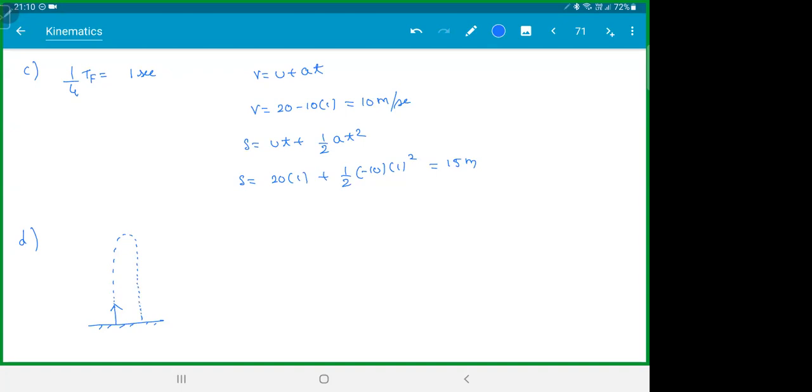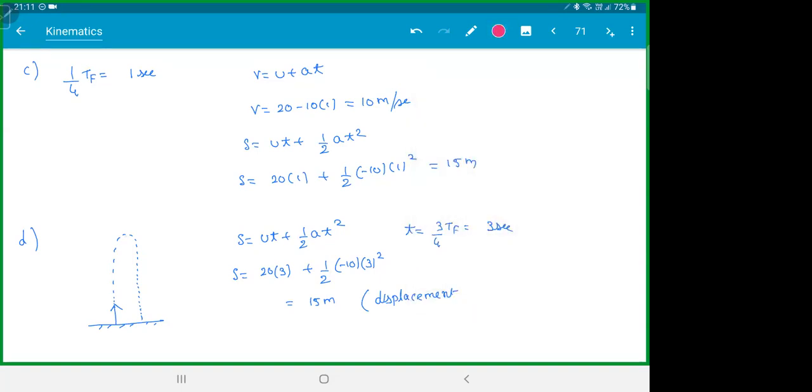Now, what is happening here? The problem is, if you try to use the formula directly, s is equal to ut plus half at square, the time is 3/4 of the time of flight. This will be 3 seconds. So I get 20 into 3 plus half into minus 10 into 3 square. This turns out to be 15 meters. Now understand, this is displacement. This is not distance traveled.